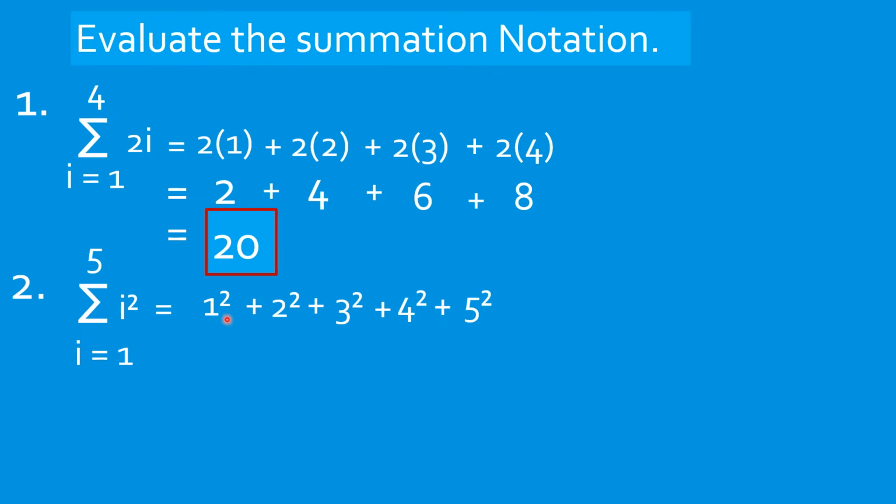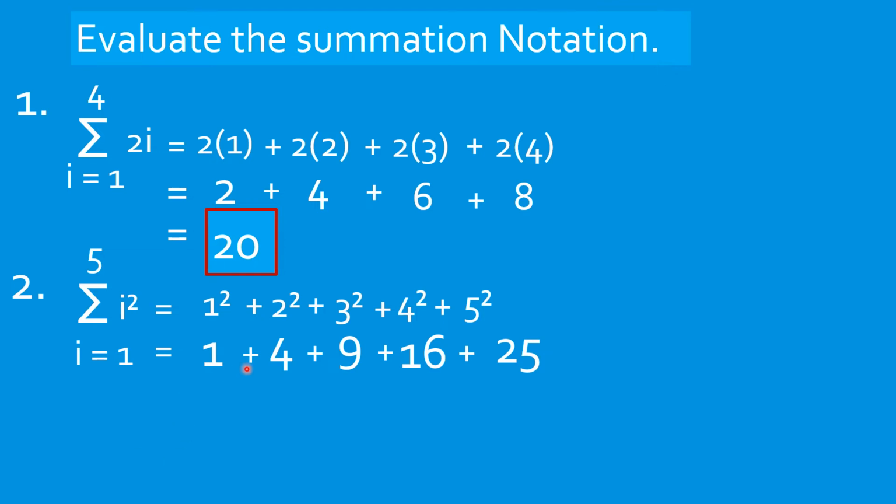Now, just simplify now this one. 1 squared, that is equal to 1. 1 times 1. 2 squared means 2 times 2, that is 4. And 3 squared means 3 times 3, that is 9. And then 4 squared means 4 times 4, that is 16. And then 5 squared means 5 times 5 equals 25.